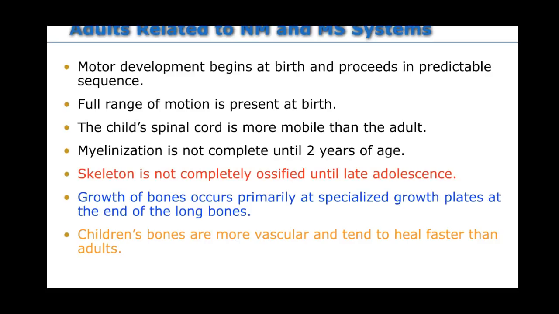So when you see rib fractures in an infant, that was a lot of force applied to those ribs in order to break it, because they're pretty cartilaginous and they're pretty flexible. So just kind of remember that when you're assessing a patient and you see an infant with a rib fracture. The growth of the bones occurs primarily at the growth plates at the end of the long bones, and we'll talk about growth plate injuries. There's a good picture in the book about a growth plate. And then kids' bones heal a little bit faster than adults because they're so vascular.